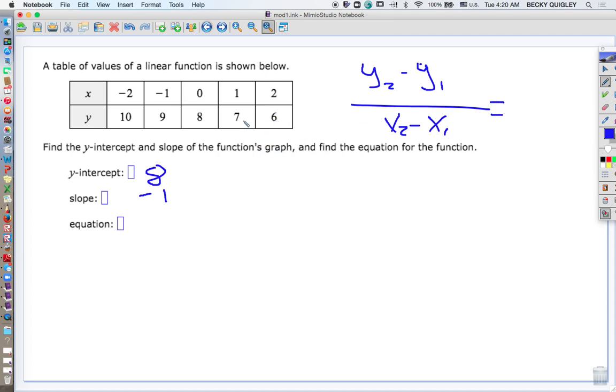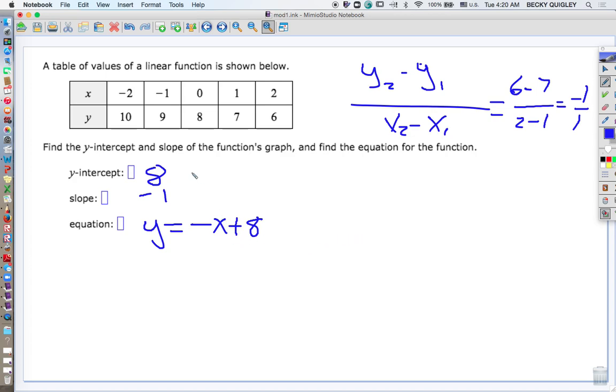So y2 minus y1, so 6 minus 7 over 2 minus 1. That gives us negative 1 over 1, so negative 1. So again, our slope is negative 1, so our equation in slope-intercept form is y equals negative x plus 8.